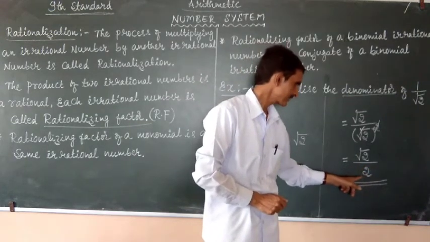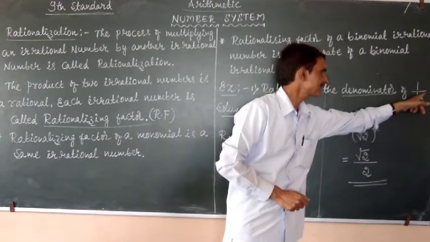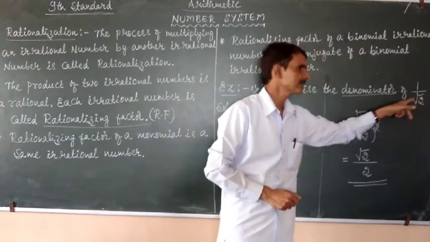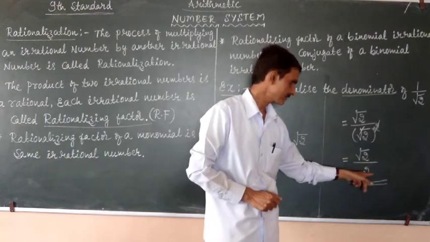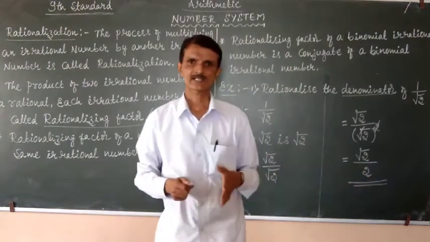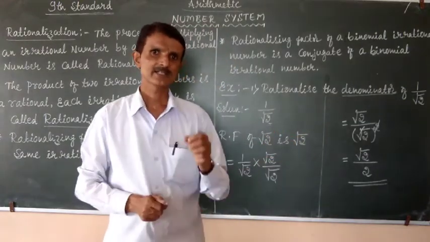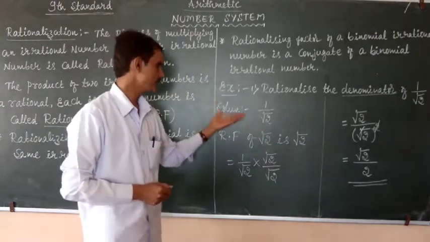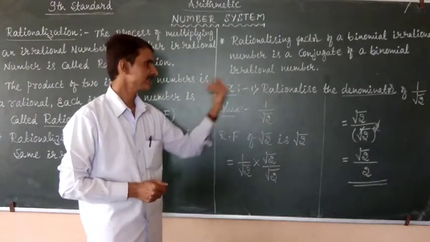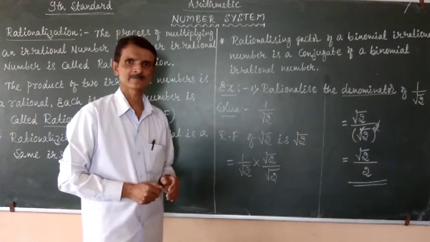In the problem, the denominator was an irrational number. In the solution, that irrational number is converted to a rational number because we are rationalizing the denominator. This is how we rationalize the denominator of a monomial.